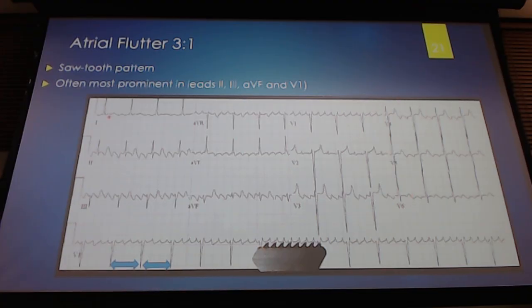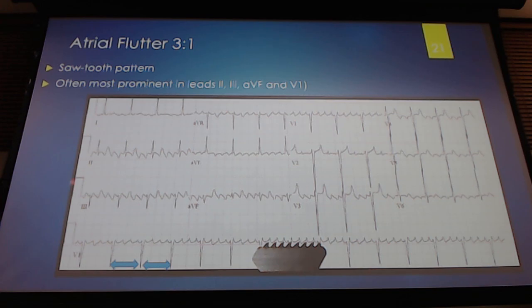So we have this classic sawtooth pattern, because it looks like a sawtooth when we look at these flutter waves. Most commonly, you can see them more prominently in leads 2, 3, and AVF, and then oftentimes in V1. When we look at lead 1, we definitely have our QRS complexes, and they look pretty regular, but we see stuff in between, and it's like, well, maybe that's a T wave, maybe it's a P, I don't really know what that is.